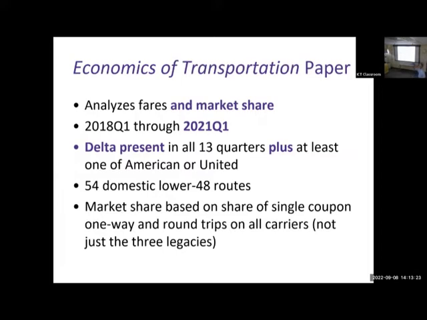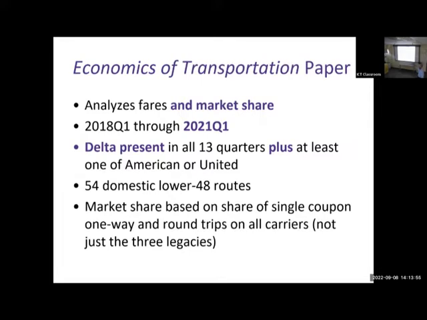So we narrowed in on a surprisingly small number of routes, 54 routes in the lower 48 states where Delta had to be present for all of the quarters, pre-pandemic and during the pandemic. And at least one of American and United has to be present as well. So customers had a real choice. And the competitor had to be there for all 13 quarters as well. This is a pretty small number of routes, in my opinion.